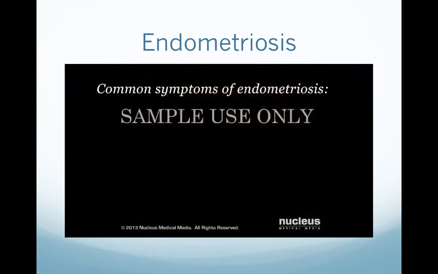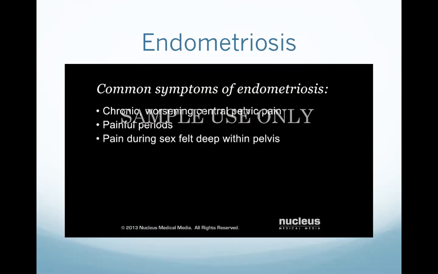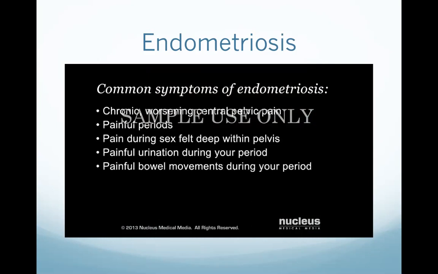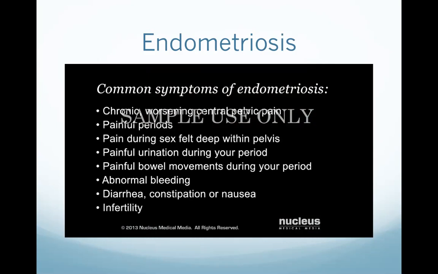If you have endometriosis, you may have one or more of these symptoms: chronic, usually worsening central pelvic pain, pain before or during your period, pain during sex felt deep within your pelvis, painful urination during your period, painful bowel movements during your period, abnormal bleeding, diarrhea, constipation, or nausea, and difficulty getting pregnant called infertility.